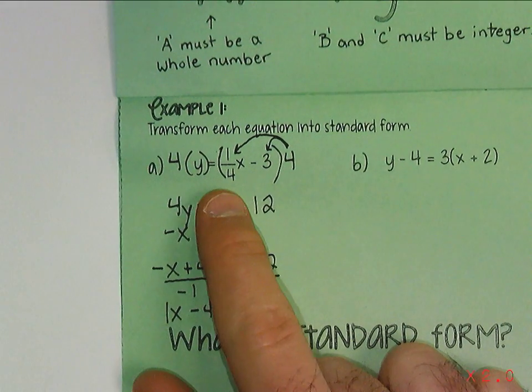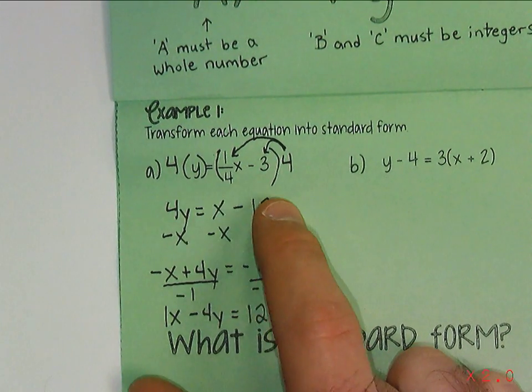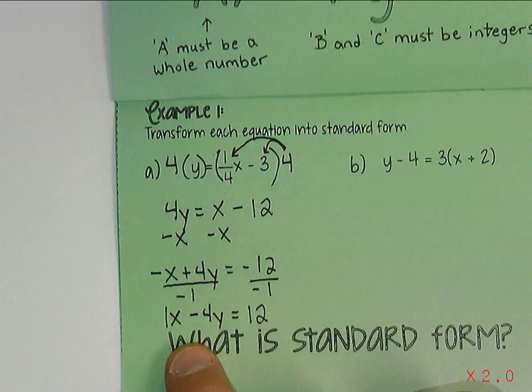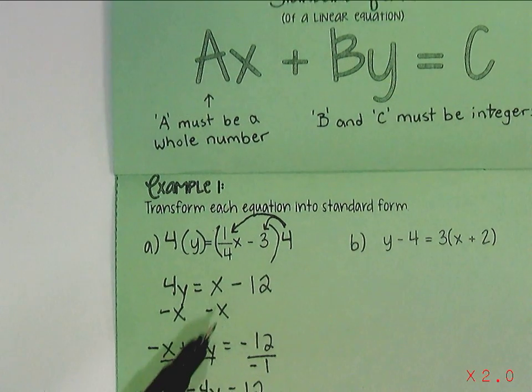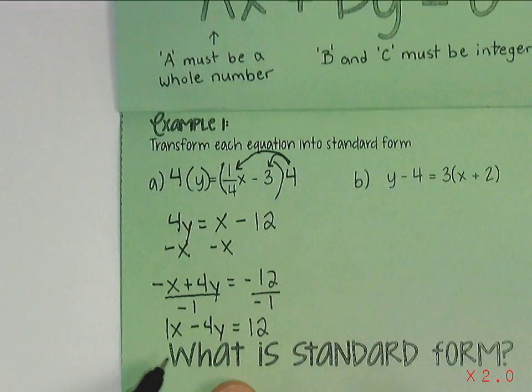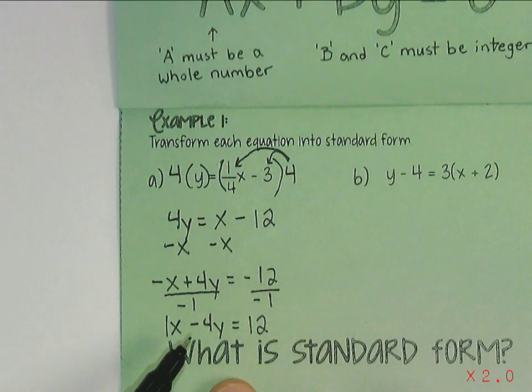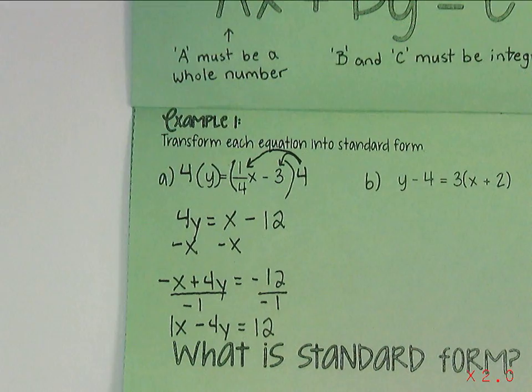So we've taken the slope-intercept form of y equals 1/4 x minus 3, and we've changed it into standard form, this ax plus by equals c. That's what we have here. x minus 4y equals 12.